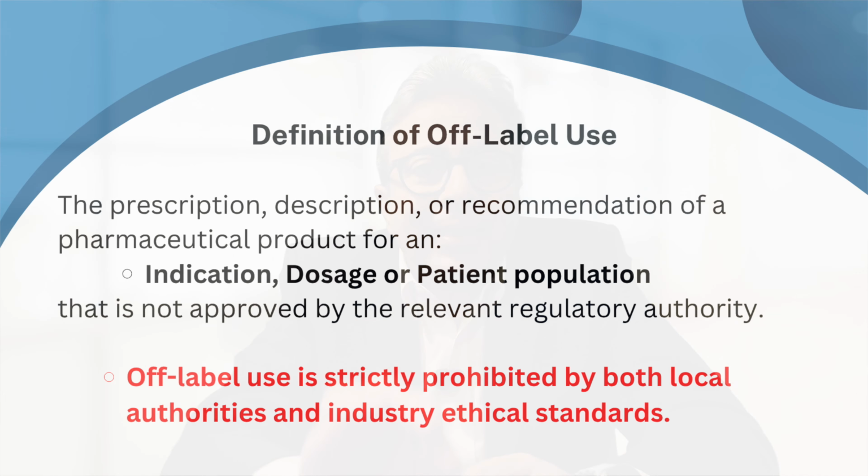Examples: a drug approved for mild to moderate hypertension being discussed for migraine management without approval. This is an off-label discussion. Or a medication approved for adults being discussed for the same indication but in pediatric use without local approval. Again, this is an off-label discussion. The key point is that off-label use is strictly prohibited by both local authorities and also by the industry ethical standards.